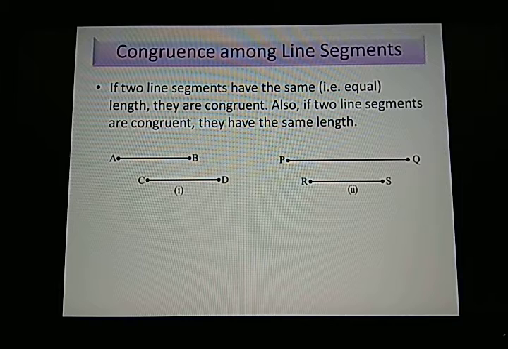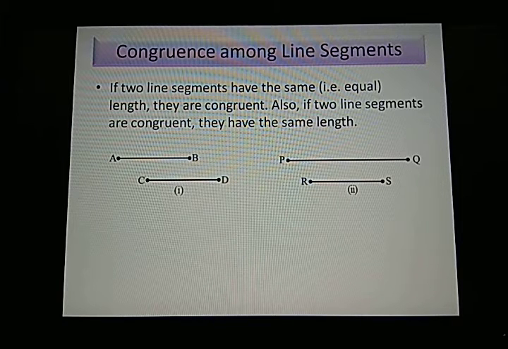Yes, that's absolutely the first case, where AB and CD are congruent. But in the second case, as you can see, PQ and RS are not congruent because the lengths of the line segments PQ and RS are not the same. It's clearly seen from the figure. Whereas in the first case, AB and CD are of the same length. So we can say that AB is congruent to CD, but line segment PQ is not congruent to RS.